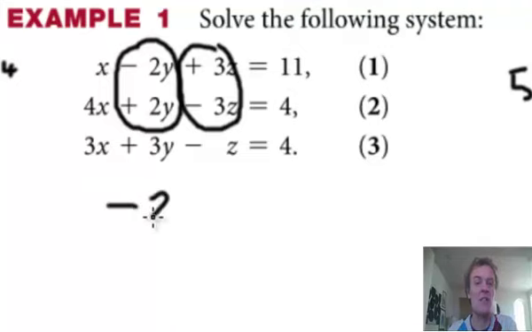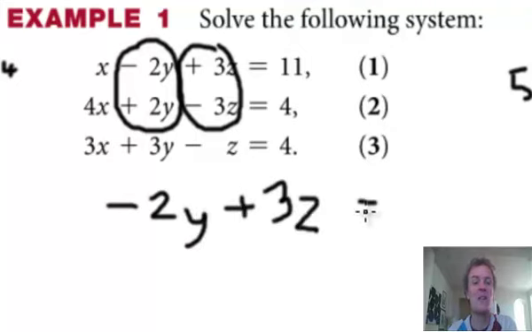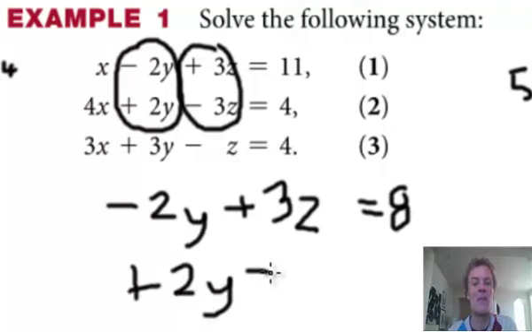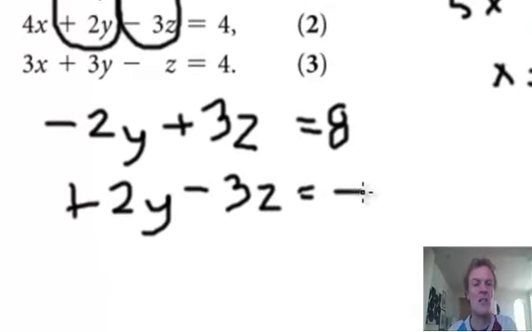So I'll have equation 1 is now -2y plus 3z equals 8. Okay, I just subtracted 3 from both sides because x is 3. Right, 4x is going to be 12. So I'm going to subtract 12 from both sides. So we're left with 2y minus 3z equals, subtract 12 from both sides, that's -8.